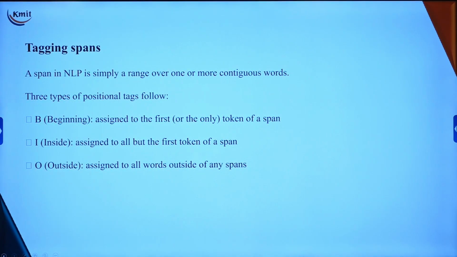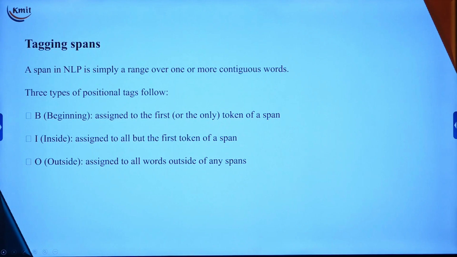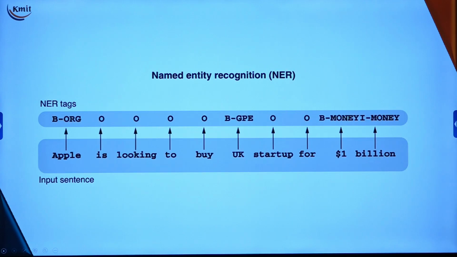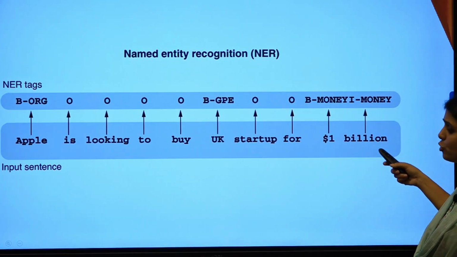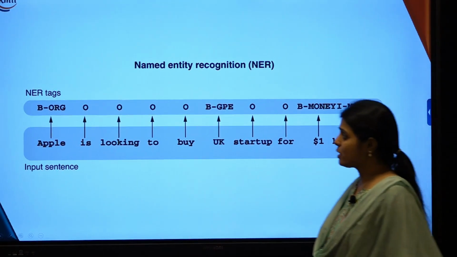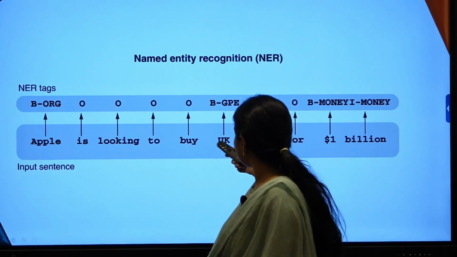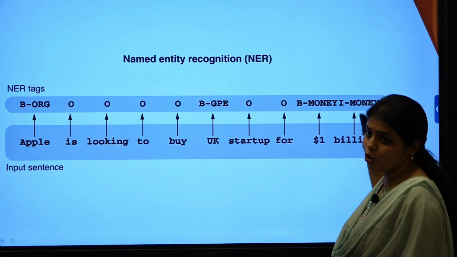So if suppose I have a word which is occurring repeatedly, for the first word of occurrence we use the beginning tag, and for all the tokens inside we use inside, and for all the words outside any spans we use outside. For example, look at this. So when I am performing NER, let us take a simple input sentence. I have taken: Apple is looking to buy UK startup for $1 billion. Okay, so here as you can see, Apple has got its NER tag, UK has got its NER tag, $1 and billion have got their NER tags.